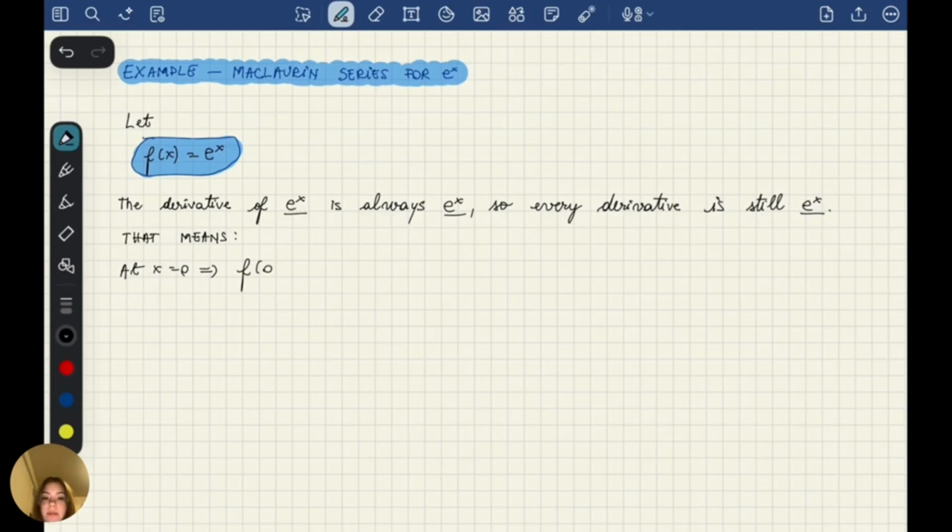The first derivative of f at 0 is going to be equal to 1. The second derivative is still going to be equal to 1. The third derivative still going to be equal to 1, and so on. No matter how far we go, every derivative will still be e to the x, which in this case is equal to 1. So all the derivatives have the same value. Therefore, what are we going to get from this? Okay, so we know that all the derivatives are going to be equal to 1.